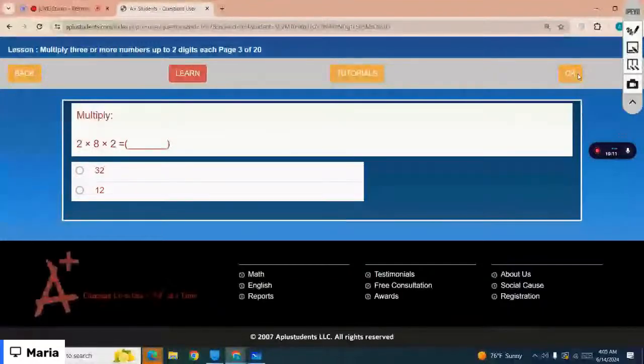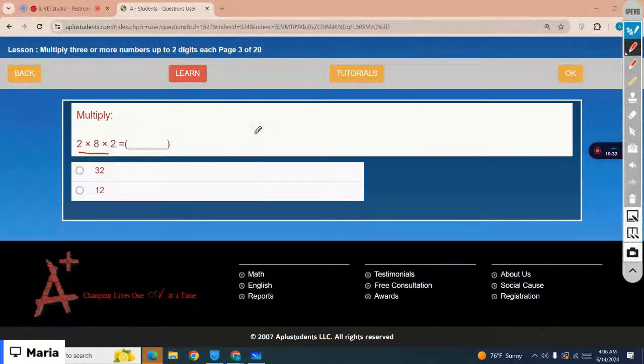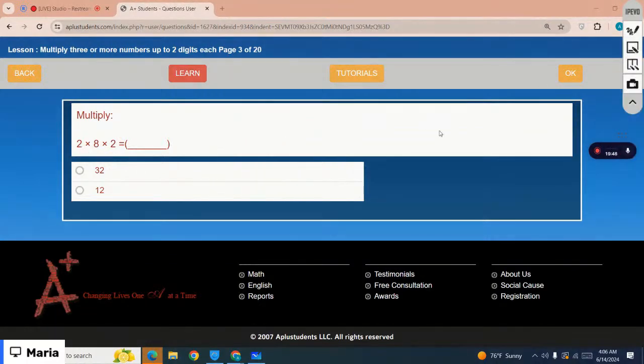2 times 8 times 2, which is the correct option? Let's start with the first two numbers, right? 8 times 2 is 16. Start with 8 times 2. 8 times 2 is 16, and then you have to multiply with the third number. So 16 times 2 is 32. So the correct option is 32. Very good. The correct option is option number 1, that is 32.